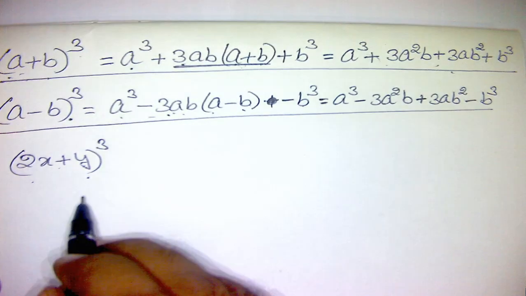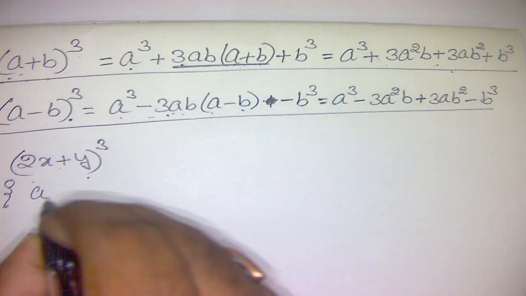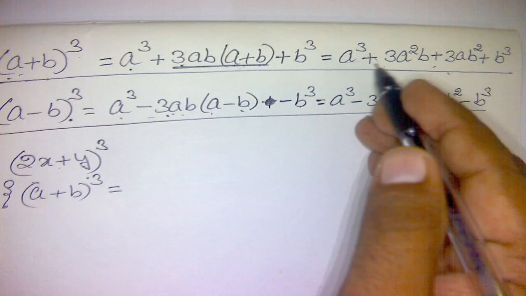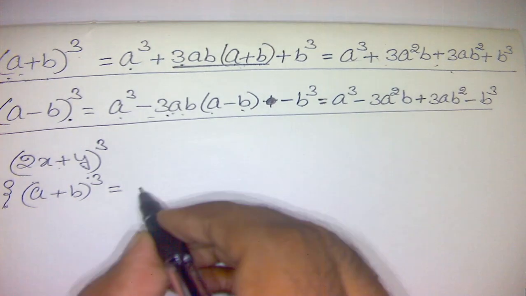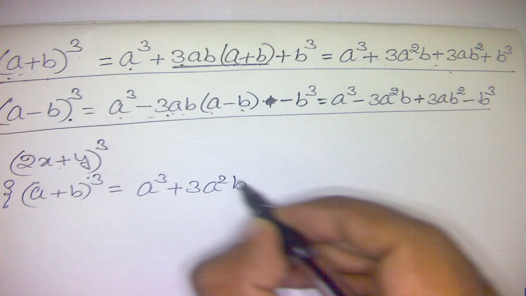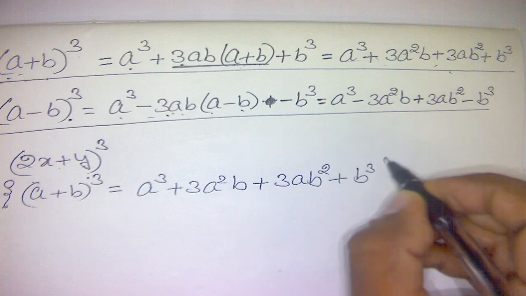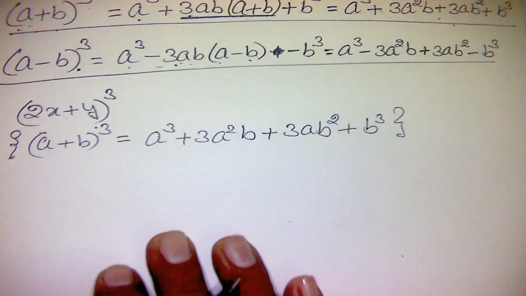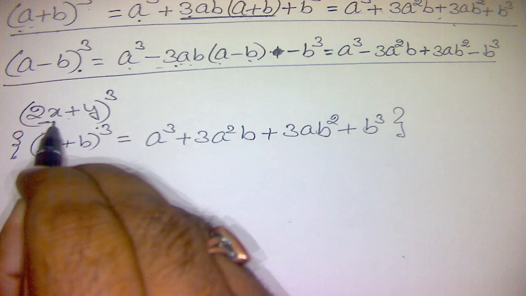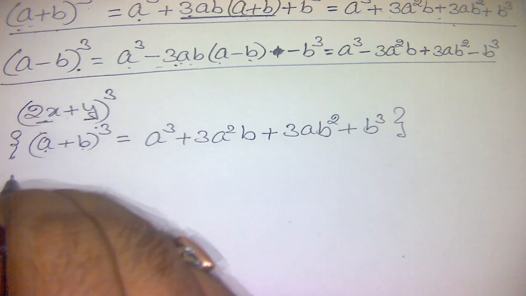Now how to use it, that I'll explain to you. You are going to use here (a plus b) whole cube, and this is the best part to use when you are writing it in the expanded form. That is a cube plus 3a squared b plus 3ab squared plus b cube. Now if you use this, the value of a in the identity will be replaced with 2x. The value of b in the identity will be replaced with y. So what do you get here?